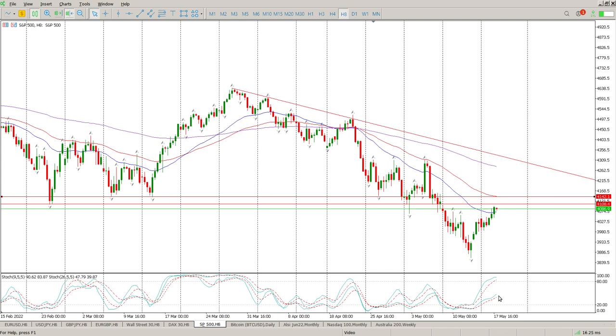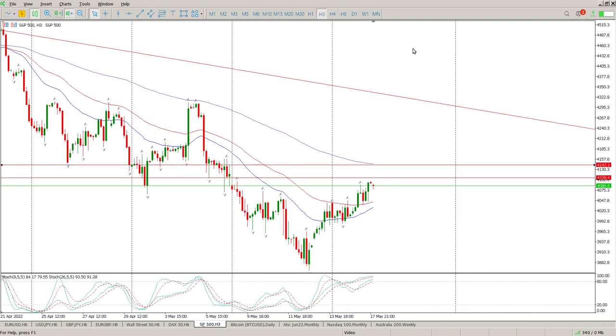Oscillators at the moment are not looking healthy for any more longs. If they cross over like that, you'd expect a pullback of sorts. Now, one more thing before we get to the lower time frame, and I think we can do it on the 3 hour. Yep, we do it on the 3 hour.